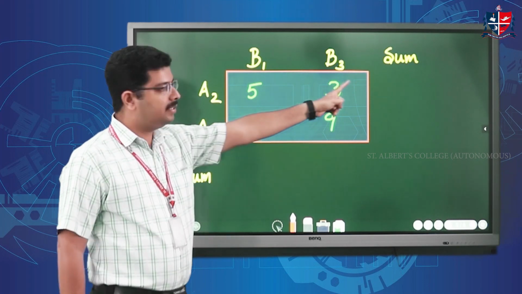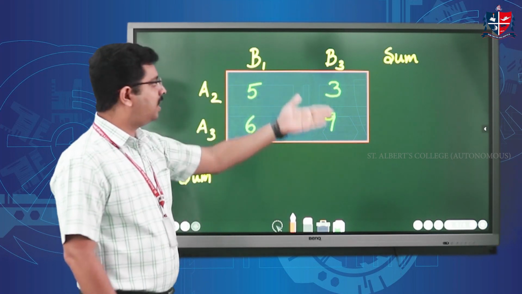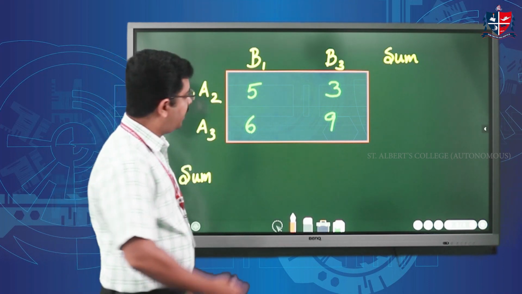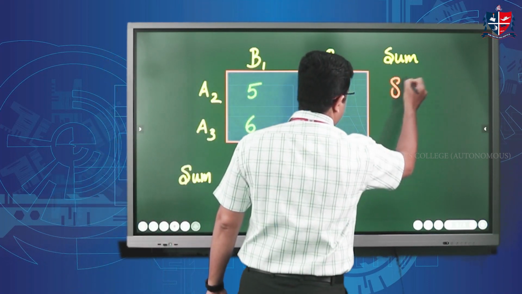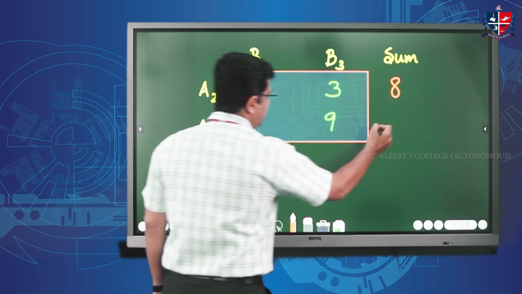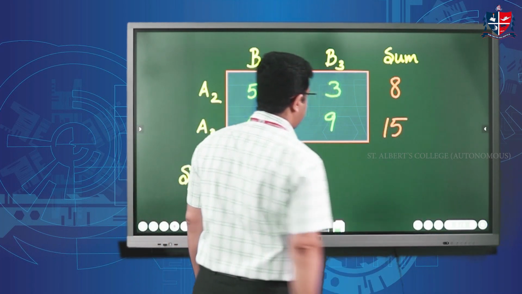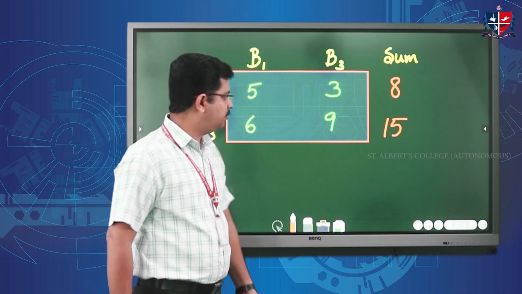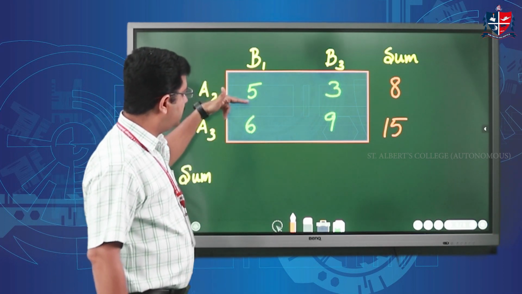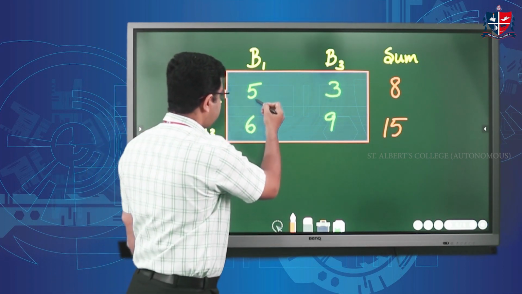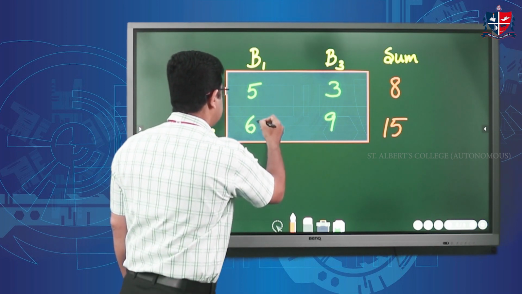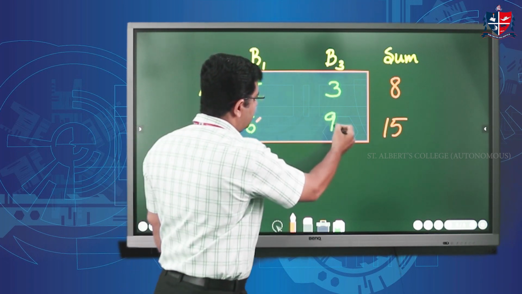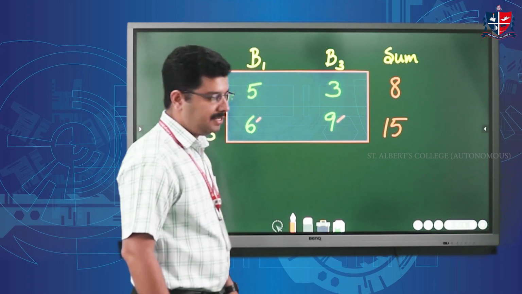Let's go for the row-wise dominance. So 5 and 3, the sum is 8. 6 and 9, the sum is 15. Now let us see what happens. Now anyway, it is not required to find the sum altogether. Here, let us see what happens. 5 and 6, 6 is dominating. 3 and 9, 9 is dominating.